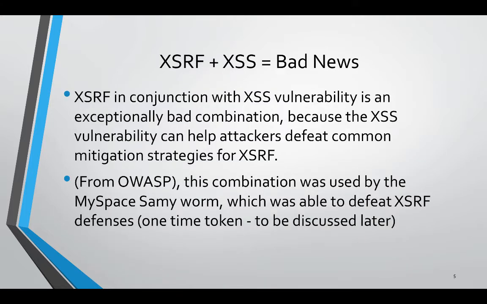People who develop code need to consider mitigating this particular vulnerability. Cross-site request forgery in conjunction with cross-site scripting is particularly potent for an attacker if a web application is vulnerable to both, because some common mitigations for cross-site request forgery can be defeated using cross-site scripting vulnerabilities. And OWASP actually points to the MySpace Sammy worm, which was able to be propagated because of not only a cross-site request forgery vulnerability, I guess with MySpace, but also a cross-site scripting vulnerability that was able to defeat the one-time token usage that they had implemented.